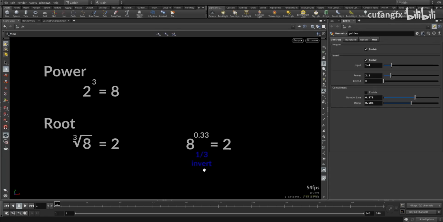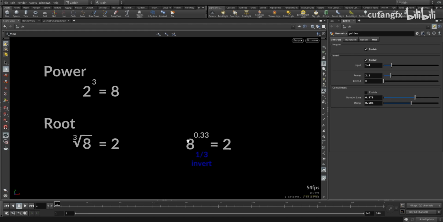So you invert the number that you're looking for, right? So the cube root of 8 is the same as saying 8 to the power of 0.33 recurring. So 0.333, however far you want to go with the floats, right? So how we got to 0.33 is 1 divided by x, the number that we're looking for.